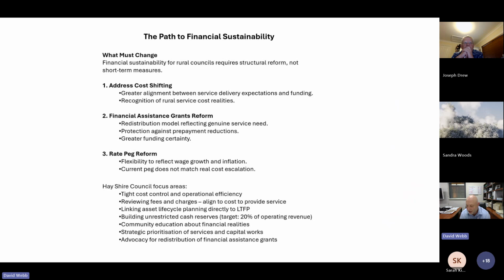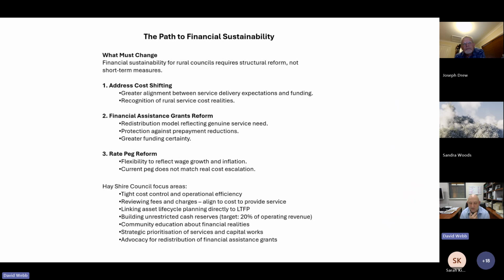We've got an issue in Hay where the regional roads local repair program, or whatever they called it at that time, is dropping off the cliff in another 18 months, but the state government have got no plan or thought at this stage, despite our advocacy, to what they're going to replace that. So we're going to have a road funding shortfall coming up in another 18 months' time that we're trying to get an answer for. And rate peg reform, flexibility to reflect wage growth and inflation.